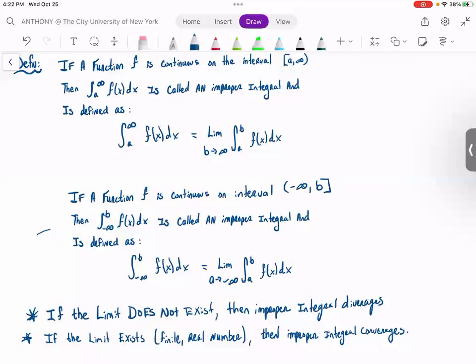Similarly, if a function f is continuous on an interval from negative infinity to b, then the integral from negative infinity to b of f of x dx is also called an improper integral and is defined using a limit, the limit as a approaches negative infinity of the integral from a to b of f of x dx. If the limit that you compute does not exist, then we say that the improper integral diverges.